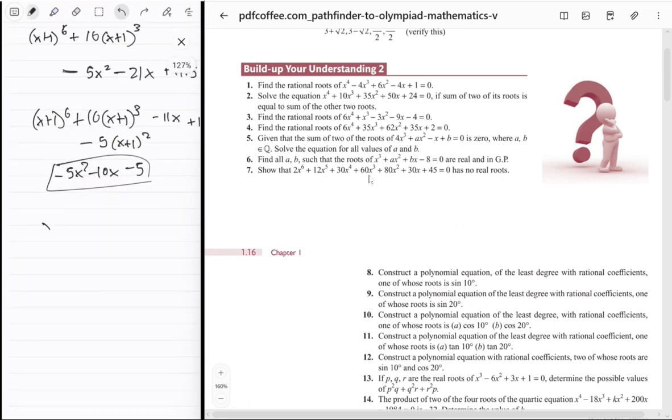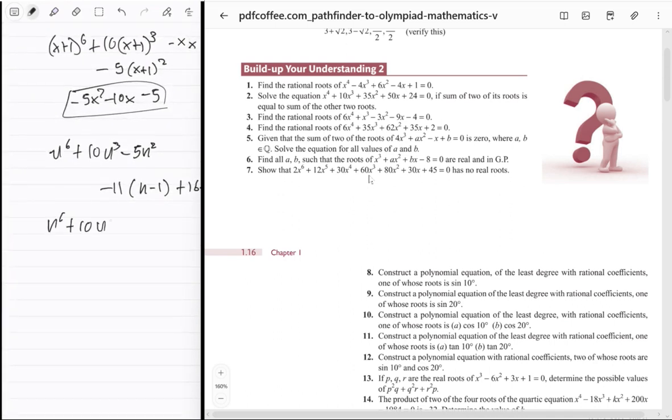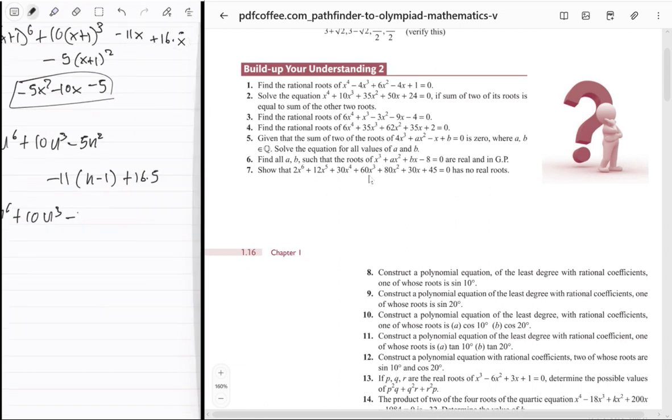Now we can just use u. So u power 6 plus 10u cubed minus 5u squared. Now minus 11 times (x plus 1 is u), so u minus 1, plus 16.5. So u power 6 plus 10u cubed minus 5u squared minus 11u, and then plus 11 plus 6 plus 27.5, right? This is what we get. Cool. And now what? Well, we're stuck. This is much better than what we got previously, but you are still kind of stuck, are you not?